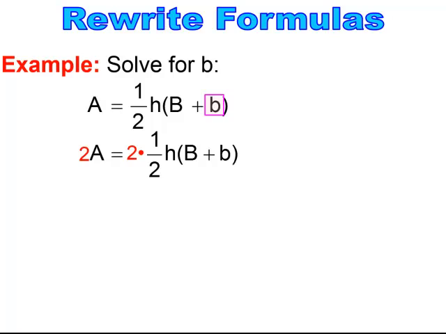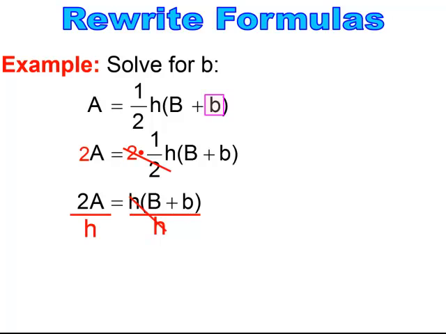So that will remove that fraction, and I'm going to end up with 2 capital A equals h times parentheses capital B plus lowercase b. Now, there's more than one way to do this. You could use the distributive property, or you can simply divide both sides by h and then get rid of the parentheses. Now the way that I chose to do it was to divide both sides by that h.